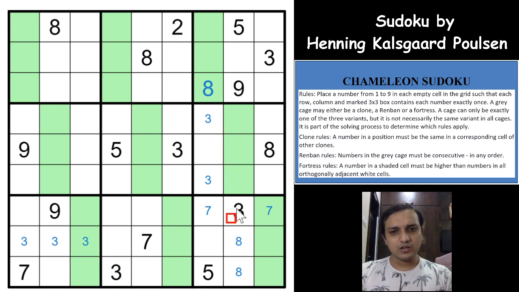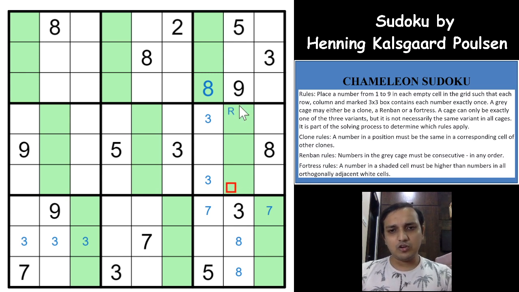You cannot have 1, 2, 3 because of this 3, neither 2, 3, 4 or 3, 4, 5, and you cannot have 4, 5, 6 and 5, 6, 7 because of this 5, neither 6, 7, 8 and 7, 8, 9 because of these 8 and 9, which means that this cannot be a Renban region. I'll be marking the letters R, C and F at the upper part of the region. It means that they won't obey that rule. So because of R written here, it won't obey a Renban rule. If I write something at the lower part of the region, it means it will be obeying that rule. So if I write a C here, it means that it is obeying a clone rule, and not Renban or fortress, right?